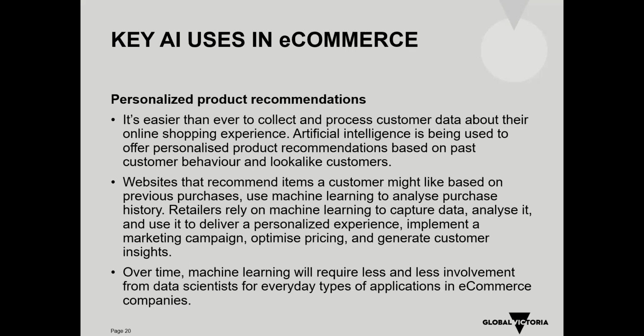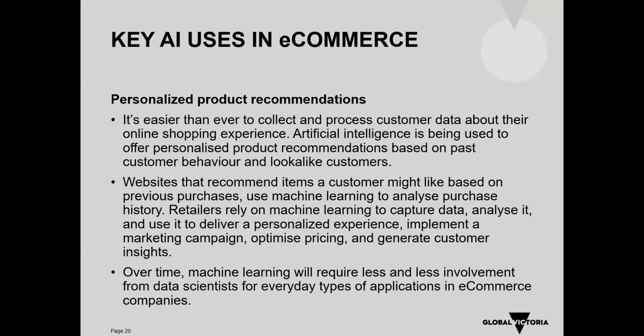Websites that recommend items that a customer might like based on previous purchases use machine learning to analyze purchase history. And the more the customer purchases, the more the customer browses, the more the customer puts something in a cart and abandons that cart, the better the image is formed of that customer, because the artificial intelligence learns along with the customer experience. And the more data there is for the AI to mine and to inform its own learning, the better it becomes at anticipating the next move.